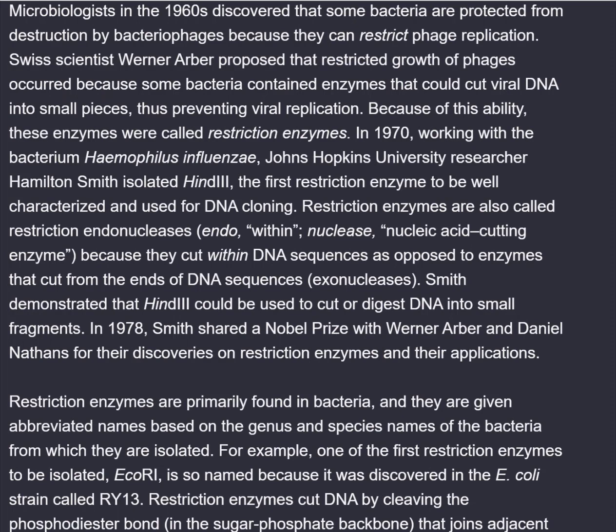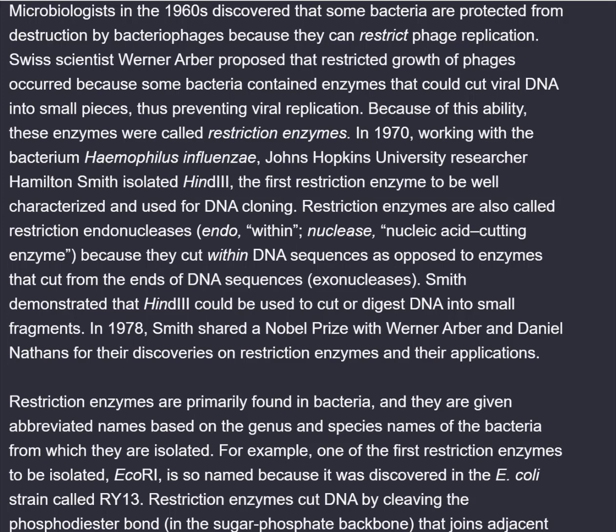Microbiologists in the 1960s discovered that some bacteria are protected from destruction by bacteriophages because they can restrict phage replication. Swiss scientist Werner Arber proposed that restricted growth of phages occurred because some bacteria contained enzymes that could cut viral DNA into small pieces, thus preventing viral replication.